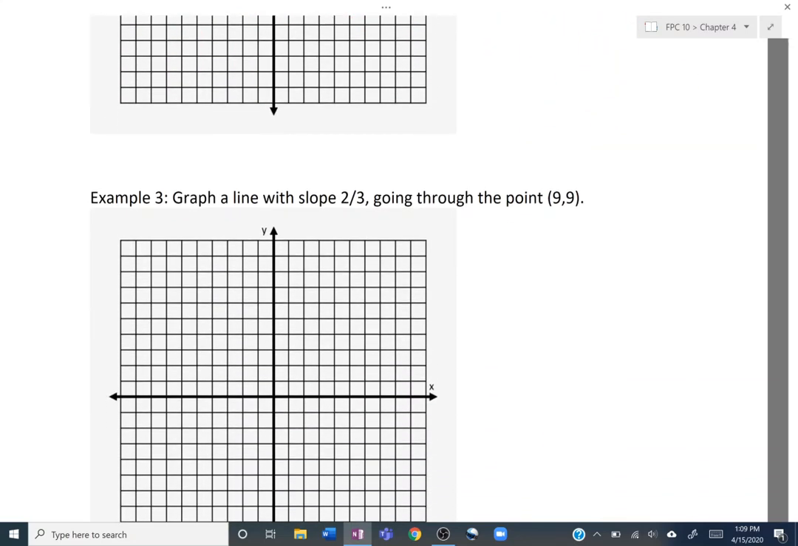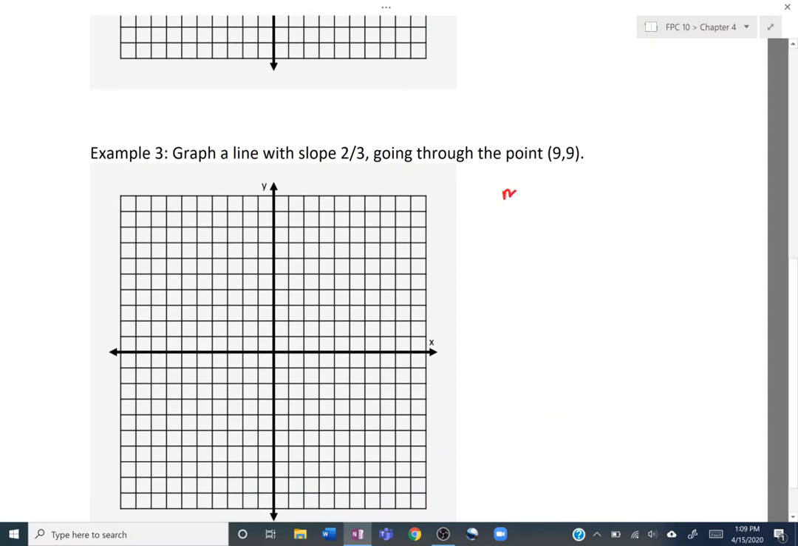Graph a line with a slope of 2 divided by 3. So again, I can write that out so that it doesn't look like a slash. Instead, it looks more like a fraction. Through the point 9, 9. So if I go to the right 9, 1, 2, 3, 4, 5, 6, 7, 8, 9, and up 9, 1, 2, 3, 4, 5, 6, 7, 8, 9, I end up at this point right here. And we'll notice if I try to go up 2, because my rise is 2, and my run is 3, if I go up 1, 2, I'm off. And if I go over 3, 1, 2, I'm off again.